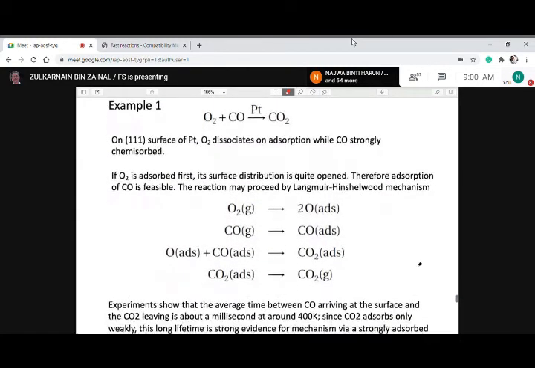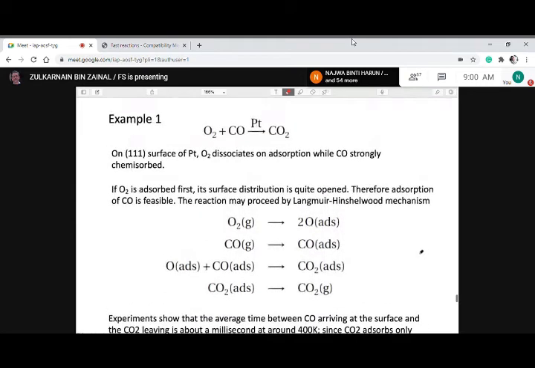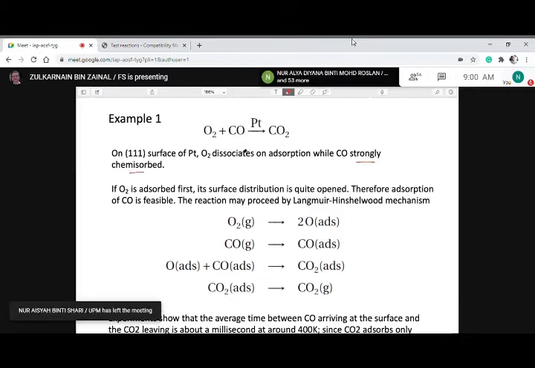Okay, so these are some of the examples of the mechanisms. For example, here we have the reaction of oxygen and carbon monoxide on platinum, right? So you can write the mechanism. Oxygen on the 111 surface of platinum dissociates on absorption, while CO can be strongly absorbed on the surface, right? So what happens here is that oxygen is absorbed on the surface, and at the same time dissociates.